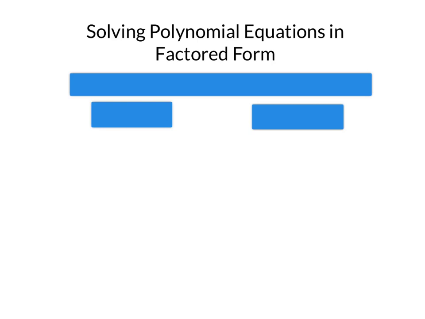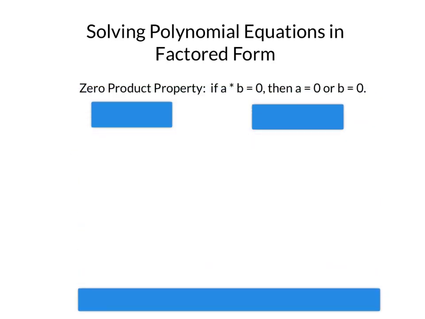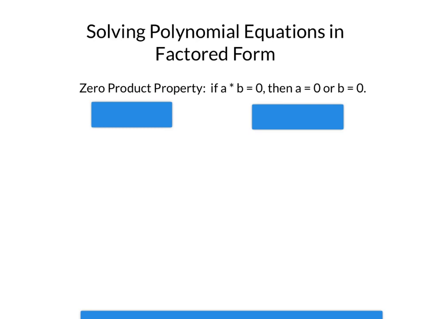Now that we know how to factor polynomials in the form of ax squared plus bx plus c, we're going to learn how to solve polynomial equations in factored form. The first thing we need to do is learn a definition, and that is the zero product property. The zero product property states that if a times b equals 0, then either a equals 0 or b equals 0. Take a moment to pause this video and write down the definition of the zero product property.